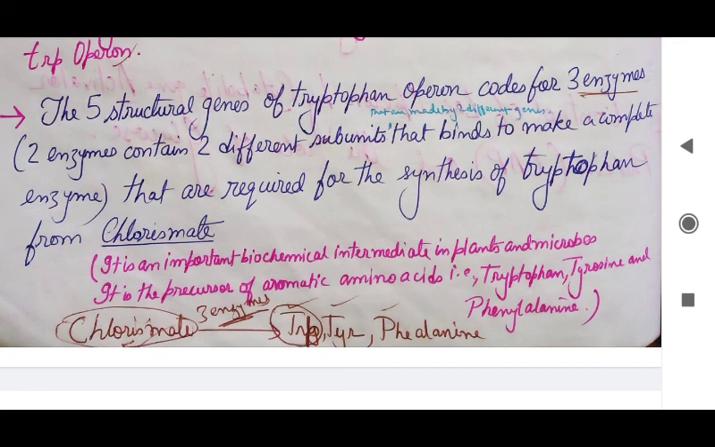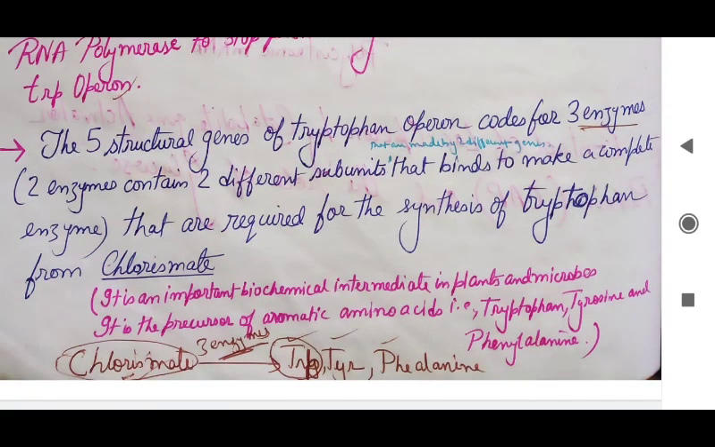That means there must be two enzymes which have two different subunits, encoded by different genes. When these different genes produce their polypeptide chains, the chains are translated and bind to form a single functional enzyme. So these three enzymes are needed for the synthesis of tryptophan from chlorismate.